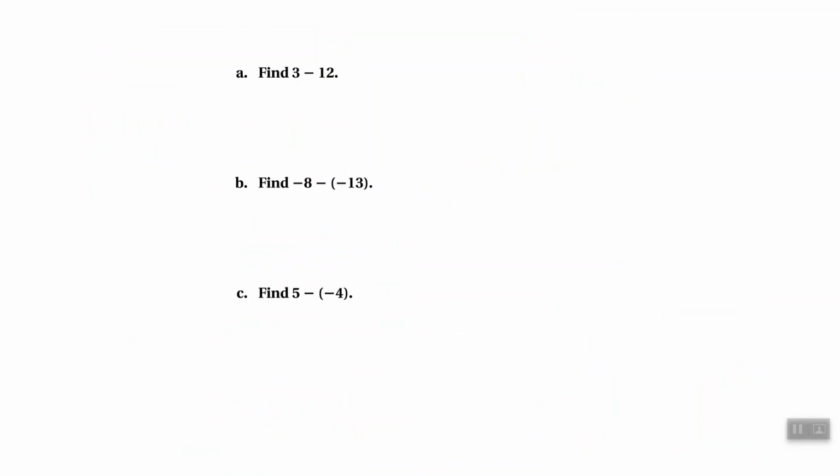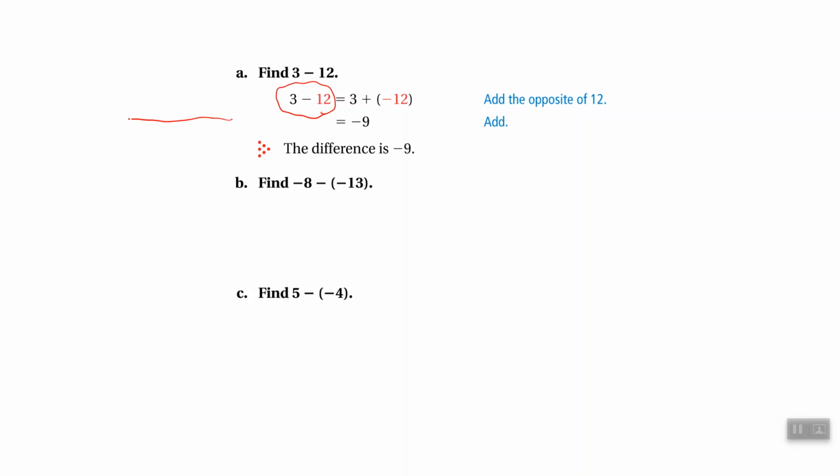Here, let's look at some examples. Find 3 minus 12. Okay, so 3 minus 12 is equal to 3 plus negative 12. So we add the opposite of 12, which is negative 12, and we get negative 9. The difference is negative 9. Okay, so if we look at this example, to check our answer, we can do it on a number line.